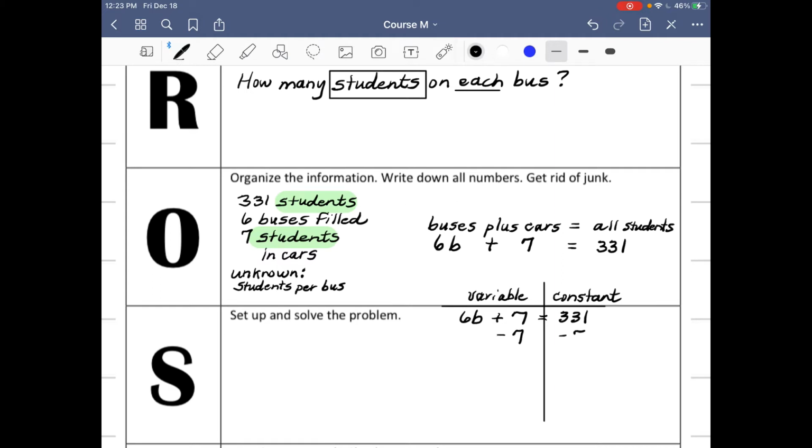Subtract 7. Cancel. And copy. Be careful. 331 minus 7 is 324. So that tells me that on 6 buses there were 324 kids. I want to know how many kids were on one bus. So I'm going to divide by the 6. 324 divided by 6 is 54.